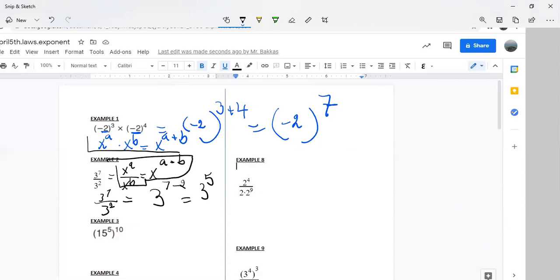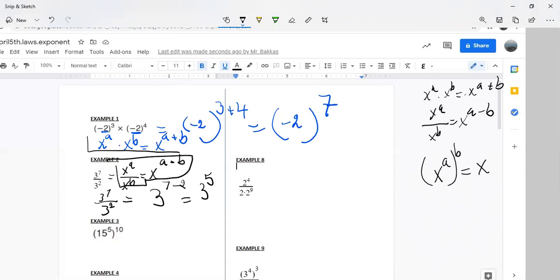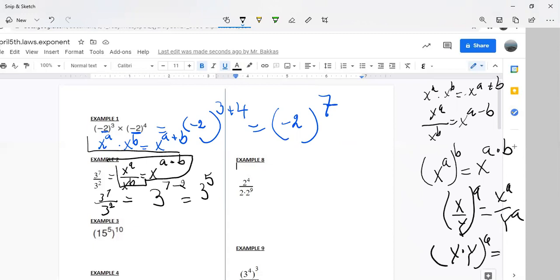Let me list them here. X to the a times x to the b is x to the a plus b. X to the a over x to the b is x to the a minus b. X to the a to the b is x to the a times b. X over y to the a is x to the a over y to the a. X times y to the a is x to the a times y to the a. Okay, so this is all the rules we're going to use.